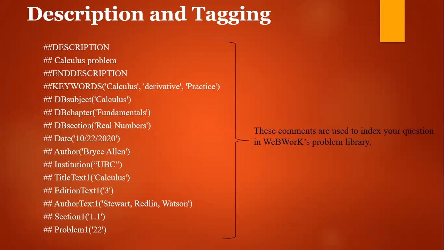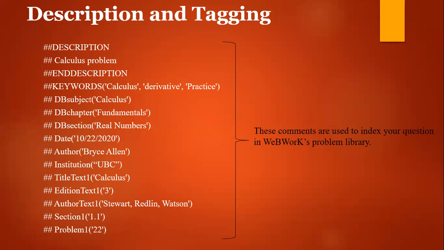So first is the description and tagging section. You'll notice a lot of hashtags here. Those are called comments. Essentially, those are only for the reader of the code. The program itself actually ignores anything that you write in a comment. To do those, you would just put in a hashtag and then your description or your words or whatever you like. So you notice there's a description of the problem.